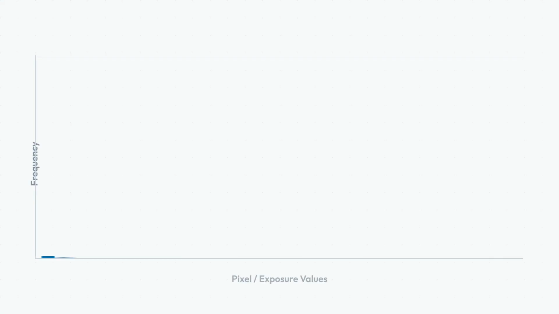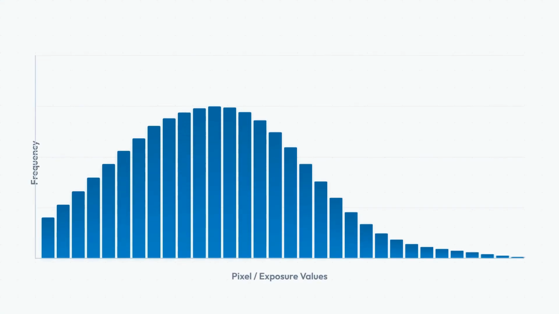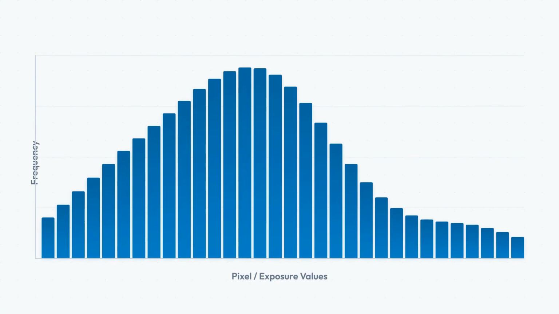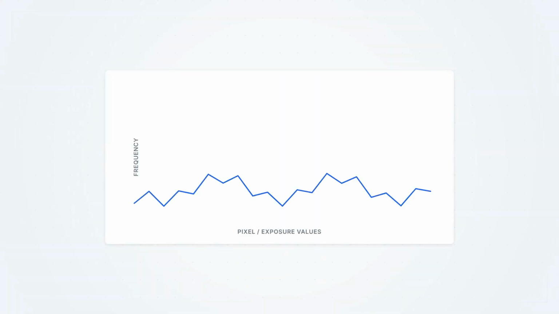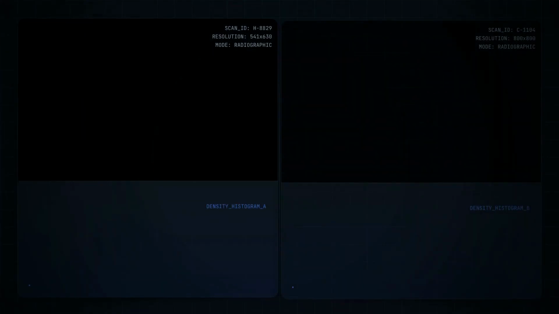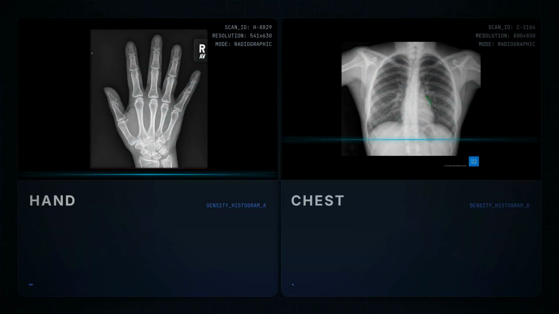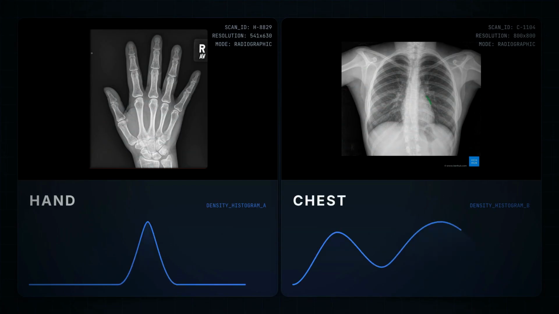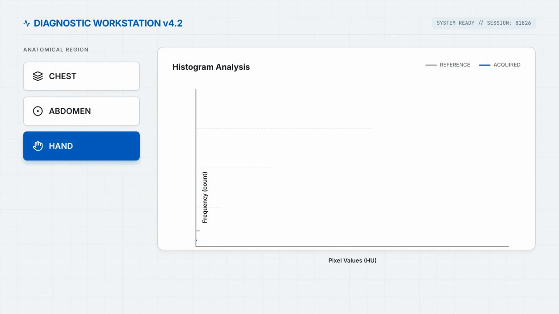Think of it as the computer taking an inventory of the exposure information captured by the detector. The horizontal axis represents the range of pixel or exposure values. The vertical axis represents how frequently those values occur. The shape of the histogram depends on the anatomy being imaged and the range of exposures reaching the detector. But the computer needs to know what type of image it is processing. That is why correct exam selection is important.